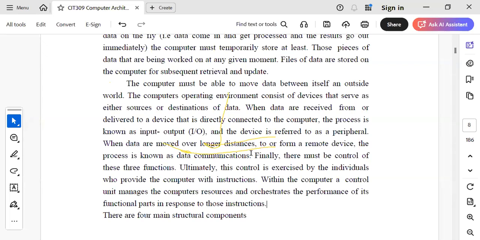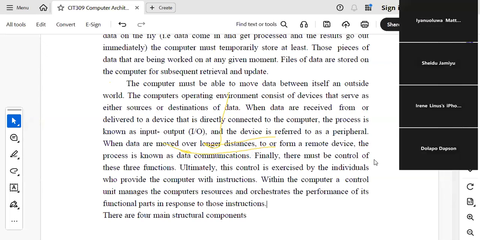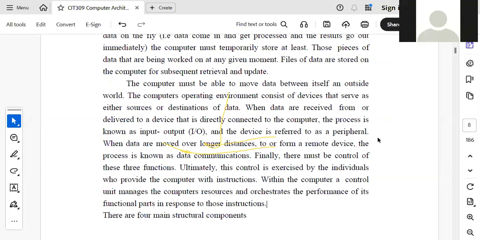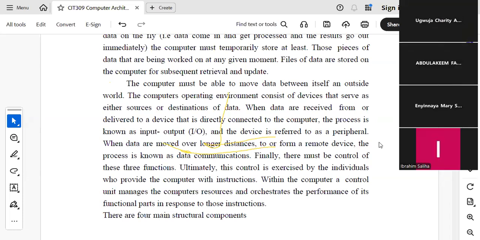Now, generally, to the class, everybody should unmute. What are data communications? Let's talk about it. The definition is right here in front of us. When data are moved over longer distances to or from a remote device.